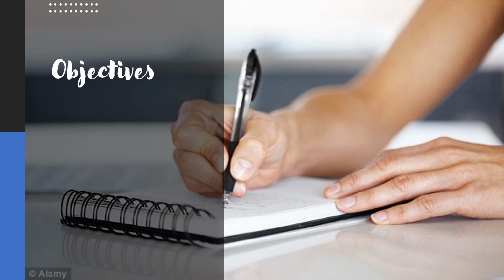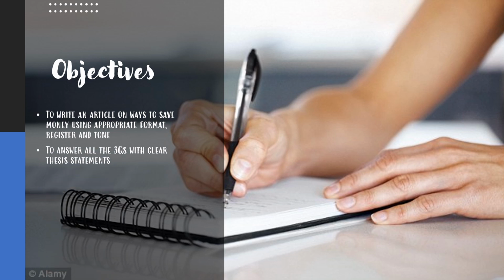Here are the objectives of this lesson. The first objective, to write an article on ways to save money using appropriate format, register, and tone. Second objective, to answer all the 3 questions with clear thesis statements. Third objective, to elaborate the thesis statements. Remember that thesis statement refers to main point.